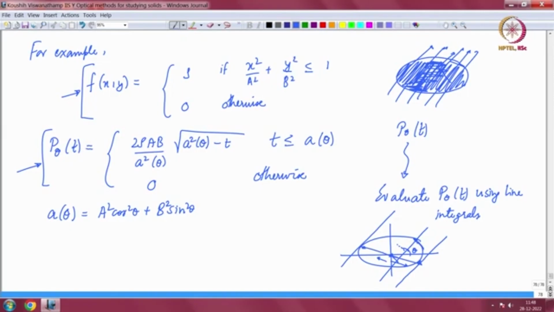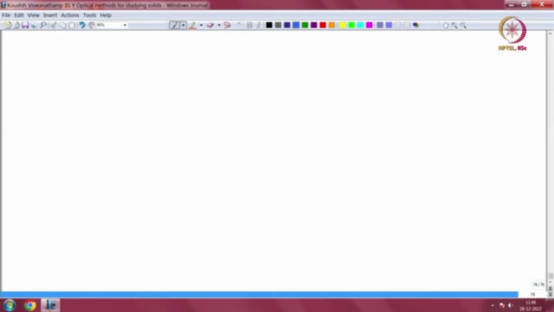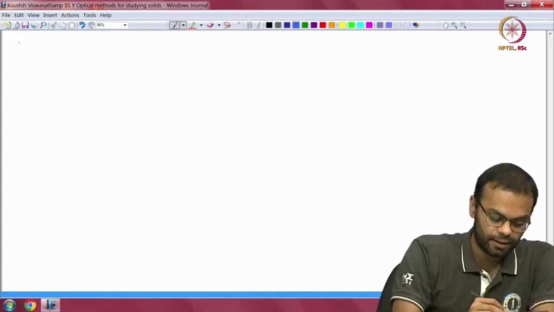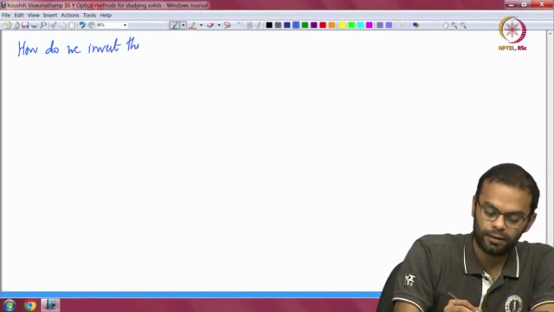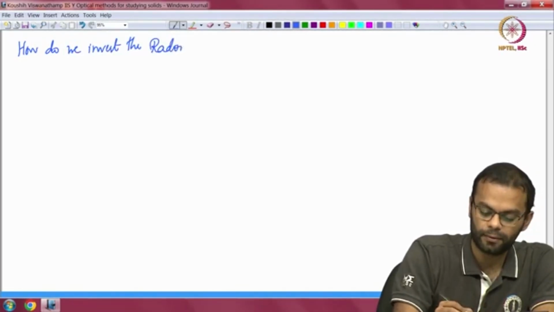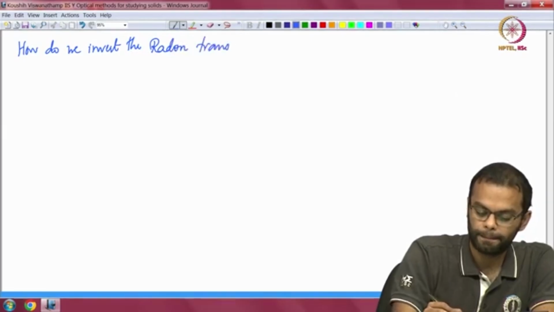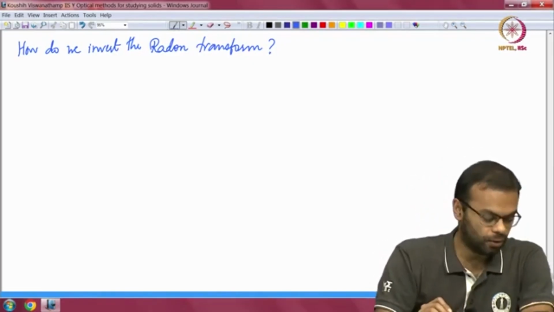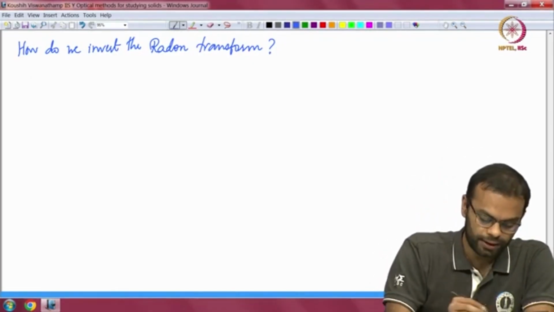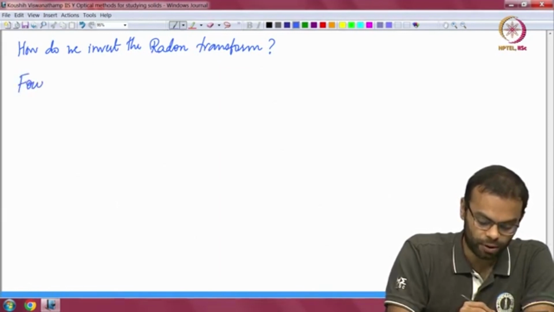okay. So the question now finally that we get to after this sort of background setting is how do we invert the Radon transform? Now, to do this there is something called the Fourier slice theorem, and this is what we will work out now.